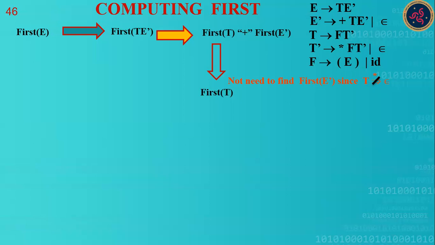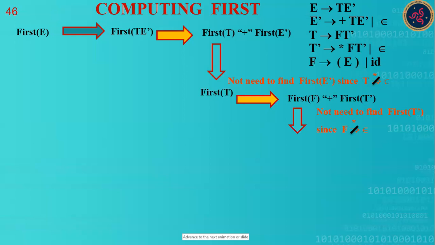Here, what is first of T? First of T is again first of F and first of T prime. So again we can remove this first of T prime, because F will never derive epsilon. When we look at the production, this does not derive epsilon here. So we can avoid first of T prime and just take first of F. So now we have the value first of F.